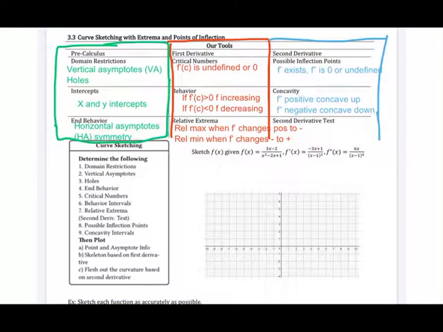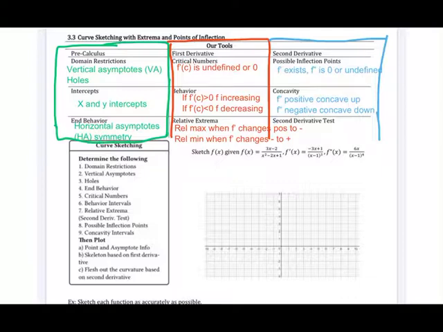So thinking through these tools that we have, we can start exactly the way that we just talked about, thinking through the pre-calculus things. Are there domain restrictions? Are there vertical asymptotes or holes? What is the end behavior of this function going to look like? Then we can analyze the first derivative, our critical numbers, to figure out where the function is increasing or decreasing, where we have relative extrema.